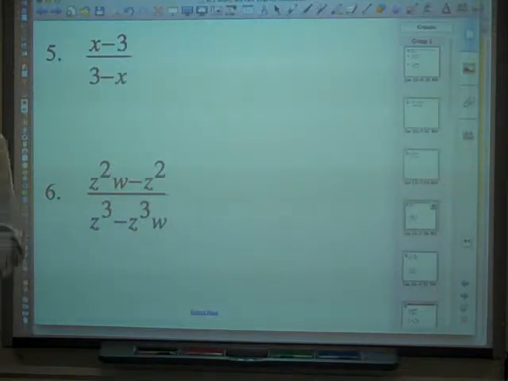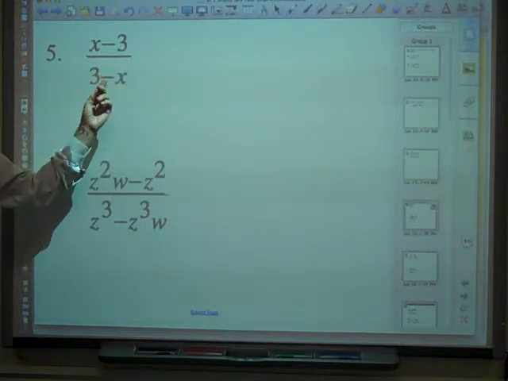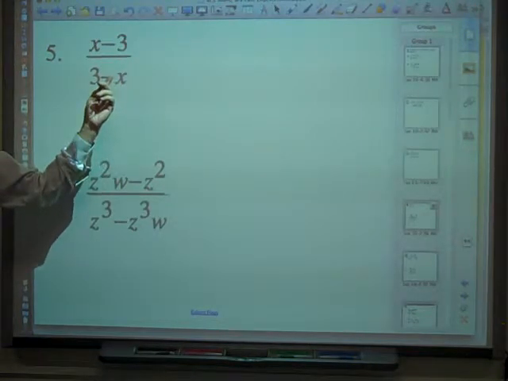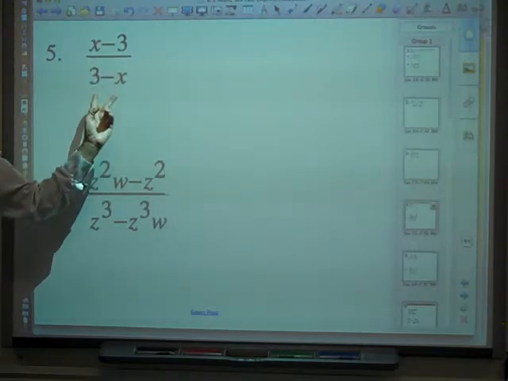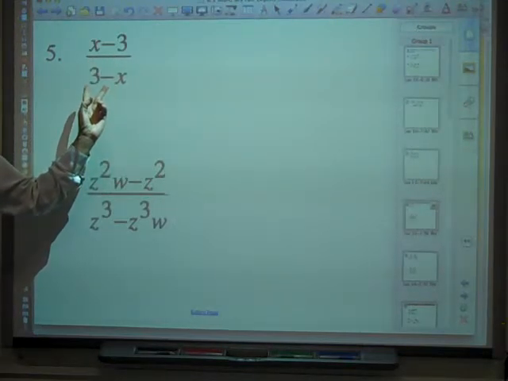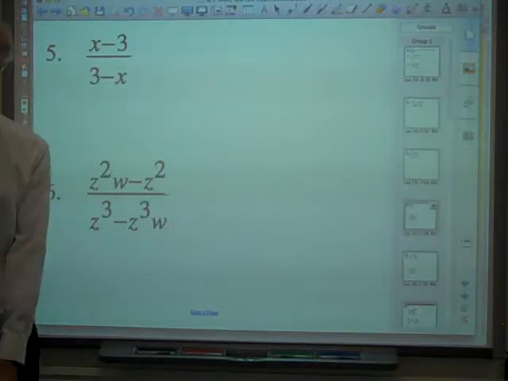A very tricky thing that you'll find is x minus 3 and 3 minus x. They are exactly the same, only backwards. Do they cancel and make 1? No. Because you have negative 3 and positive 3, and then you have negative x and positive x. They are not exactly the same, are they? They're just exactly the opposite.